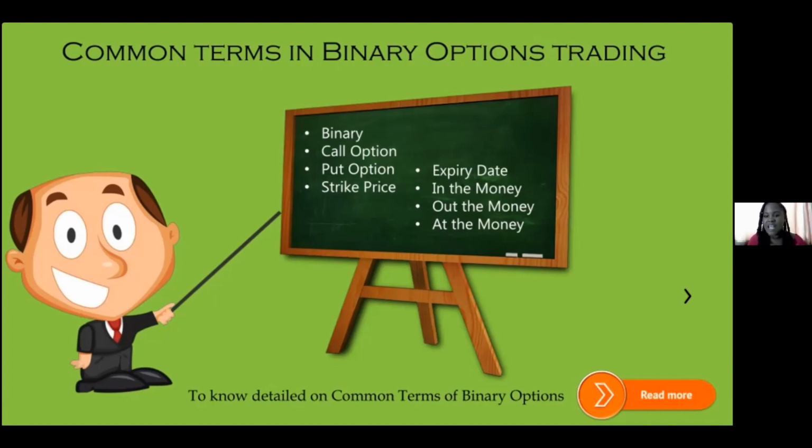That is the time that this particular trade will expire, whether it's 30 seconds, 1 minute, 2 minutes, 3 minutes, or more. In the money means that you are in profit. Out of the money means that you are not in profit. And at the money means that you are at break even.